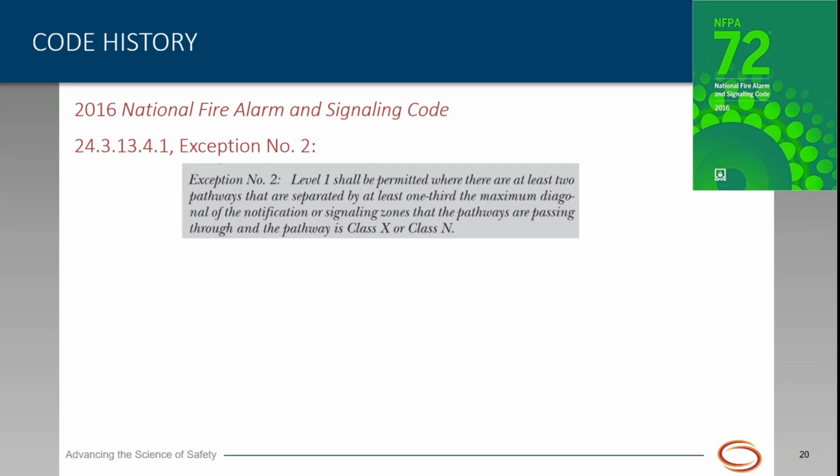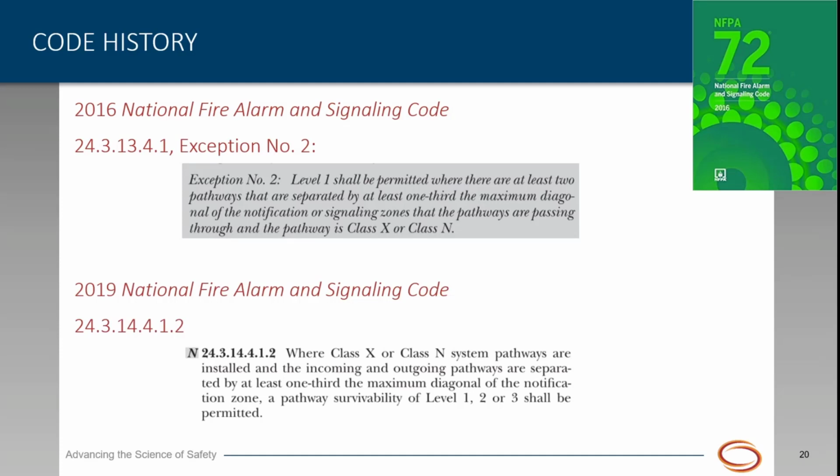So this can be a little tricky to understand what this means, and some have struggled with this. In the 2019 edition, it reads this way. So instead of being an exception, they changed the manual of style, but really it says the same thing: that if you can use a Class X or Class N pathway and separate the incoming and outgoing pathways, that reduces the survivability level that you have to provide for your circuits.